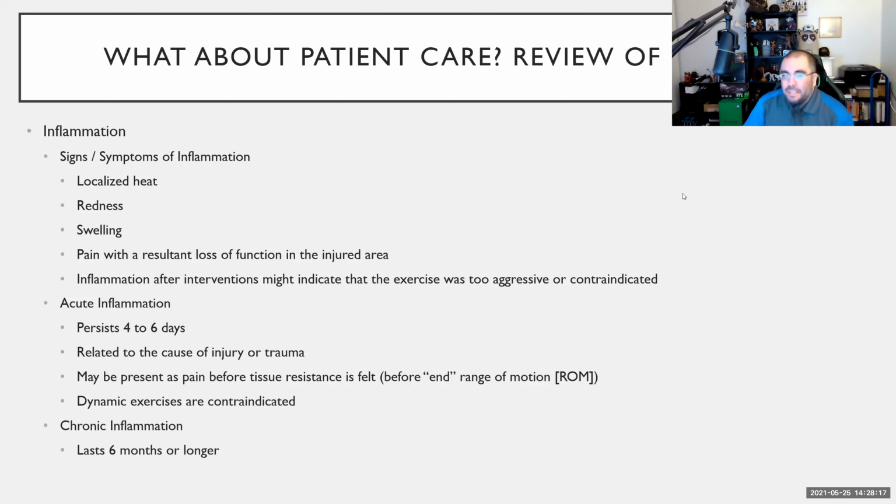Obviously, the common signs, heat, redness, swelling, pain are kind of the common ones that come with it. And patients don't always pay attention to these. The main goal of swelling is to prevent further injury to the area, and that's a normal thing. Acute inflammation lasts less than a week, 4 to 6 days, right? It's a result of trauma, where chronic inflammation can last 6 months or even longer.